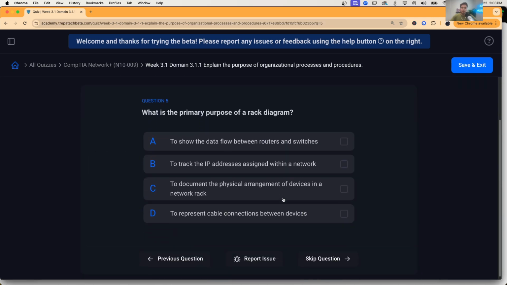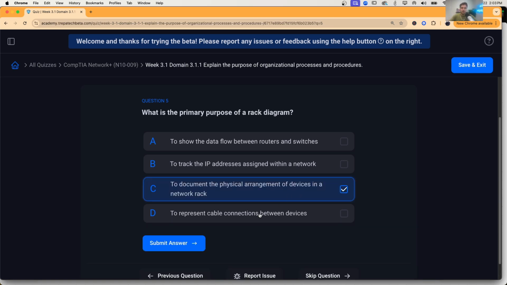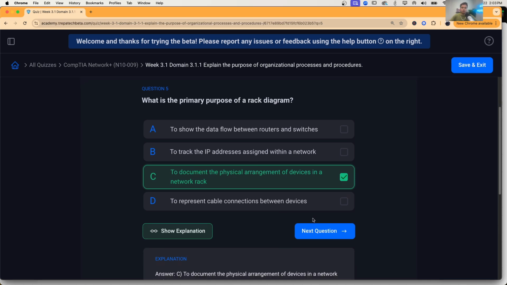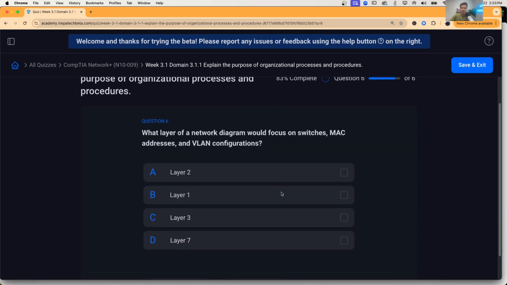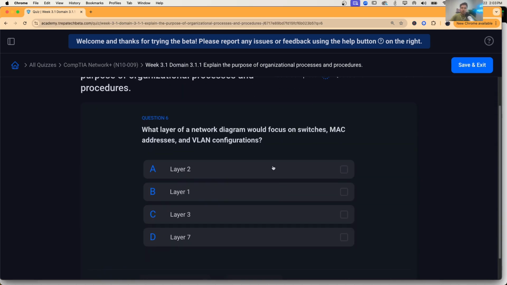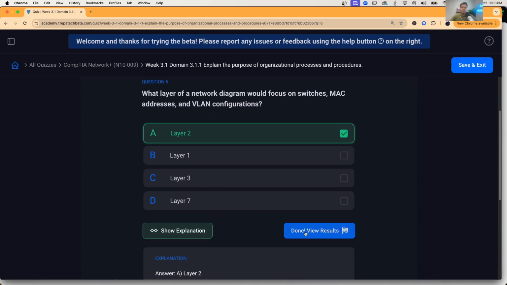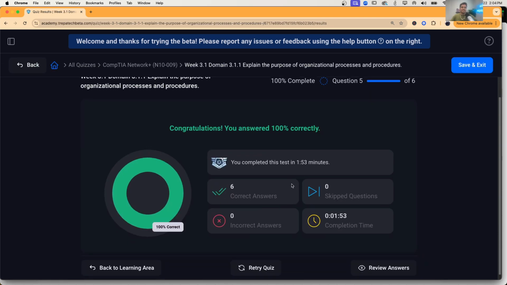Question 5. What is the primary purpose of a rack diagram? So that has to document the physical arrangement of devices in a network rack. Then question 6, what layer of a network diagram would focus on switches, MAC addresses, and VLAN configuration? Hey, if we know our OSI model, we didn't have to do this lesson to know this question, right? Layer 2, right? All right, that's 100%.